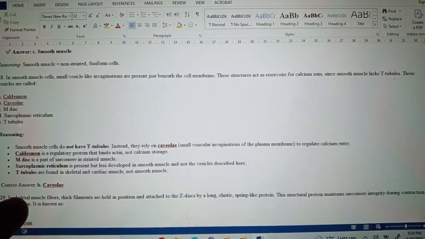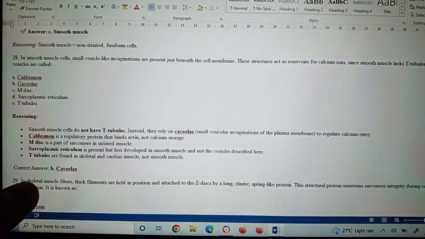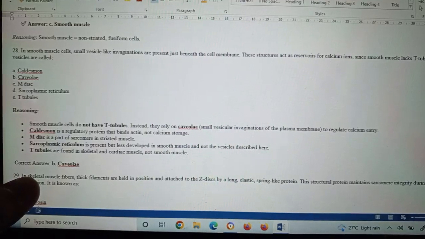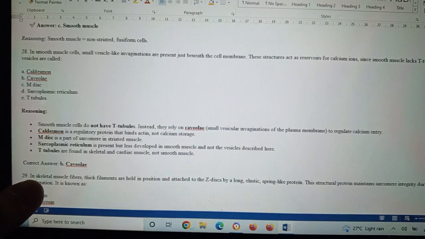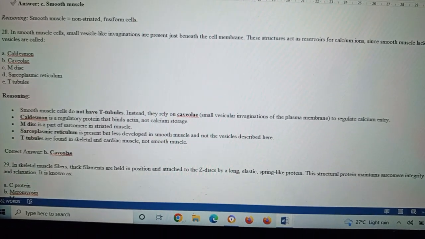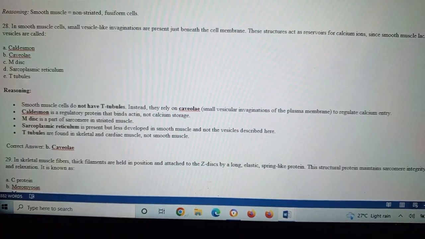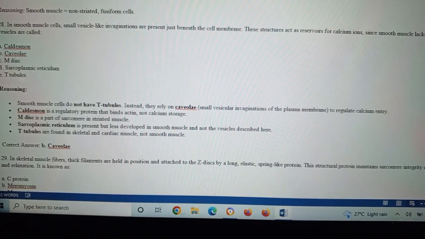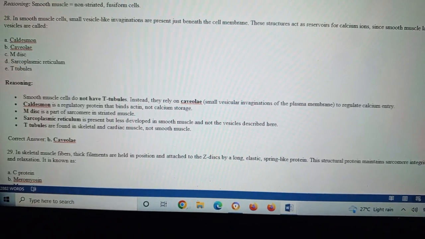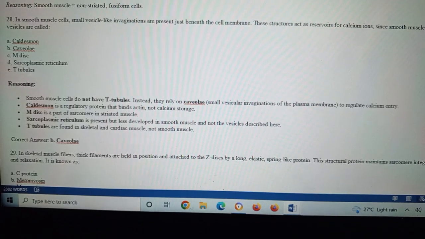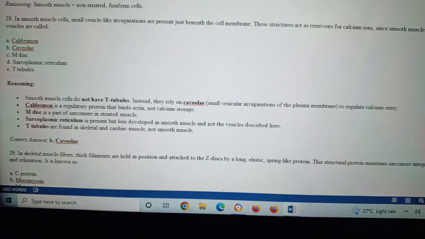Since smooth muscles lack T tubules, these vesicles are called: caldesmon, caveolae, M disc, sarcoplasmic reticulum, or T tubules. These are known as caveolae. Smooth muscle cells do not have T tubules. Instead, they rely on caveolae, small vesicular invaginations of the plasma membrane, to regulate calcium entry. This can be asked to you from the physiology point of view as well. This MCQ is important from the physiology point of view as well.